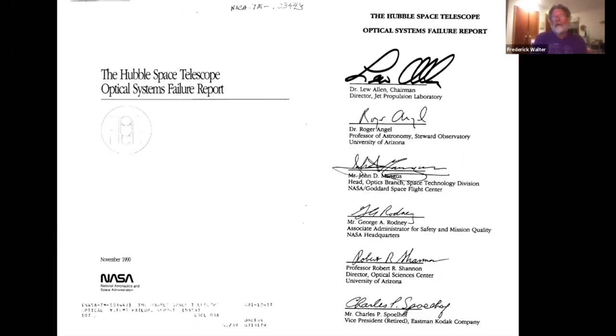What went wrong? Well, NASA, of course, put together a commission to study it, and about 6 months after launch, the Allen report came back.